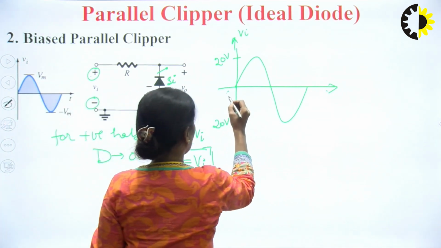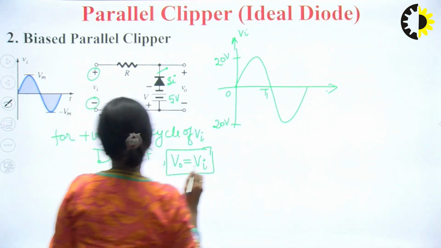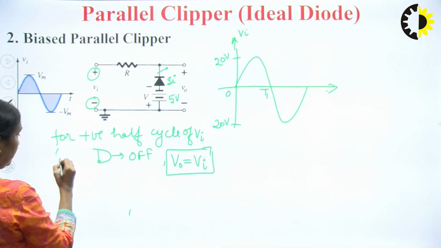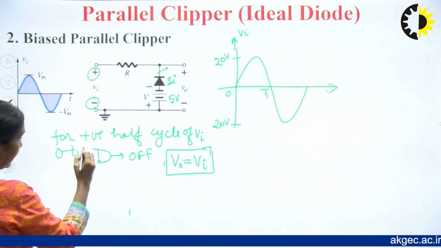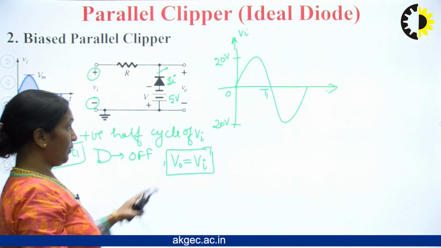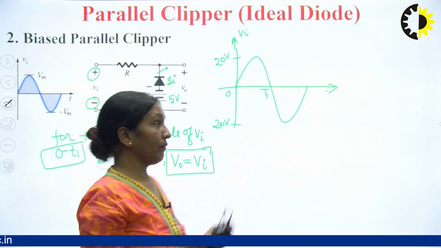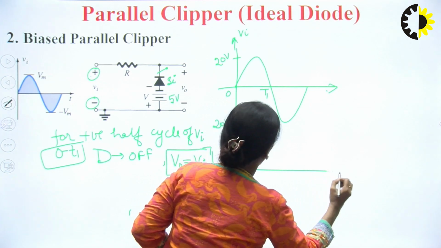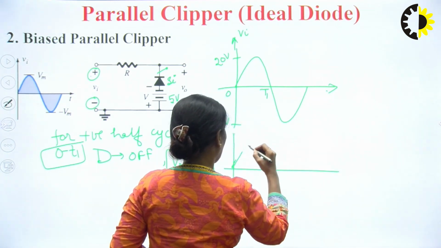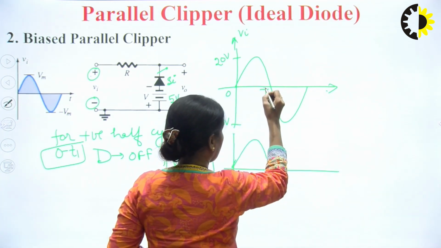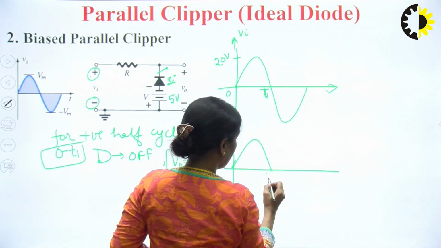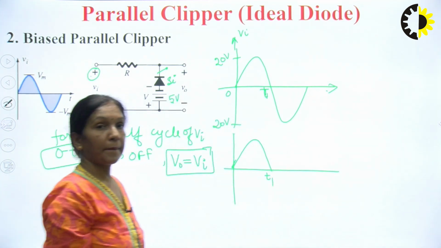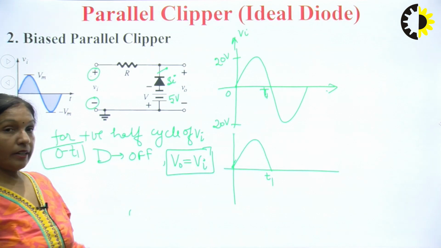So you can say 0 to T1, V0 will be equal to Vi. So let me draw this. This is, let's say, small t1, this is t1. Now, coming to the negative half cycle.